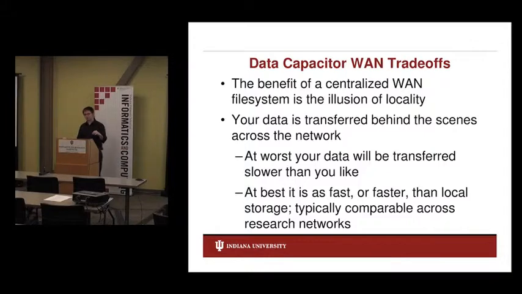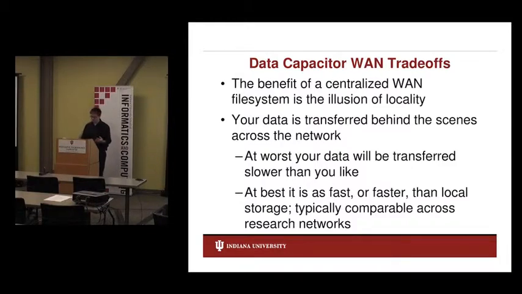Because it is over the network, your data is being transferred behind the scenes. Even though it looks and acts like any file system that's mounted on these compute resources, it is transferring your data over the network. So like anything that goes over the network, sometimes it goes slower than you like because there's congestion, you don't control the network, you're competing with other people. IU happens to be particularly well suited for WAN file systems because we have a great network infrastructure, and the data capacitor WAN is connected to Internet2, iLight, other high-speed research networks that don't get a lot of congestion. So you're able to use the DC-WAN quite successfully.